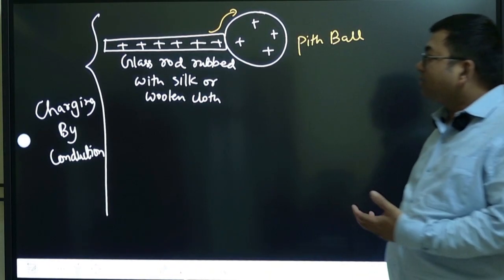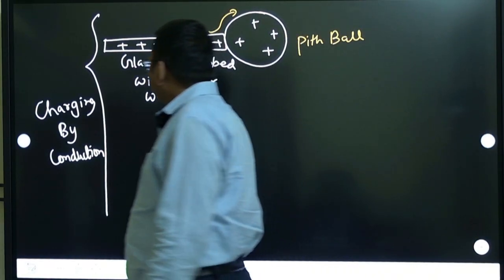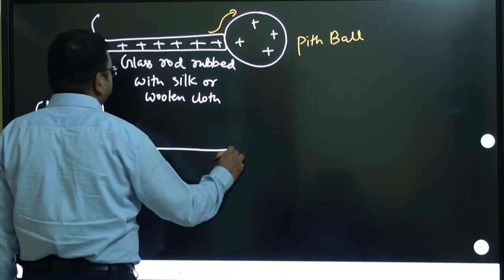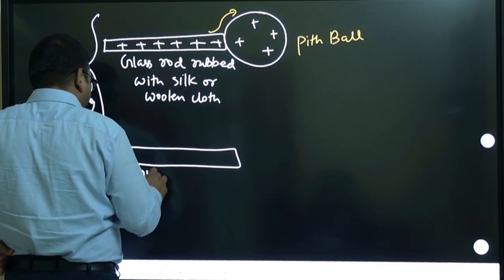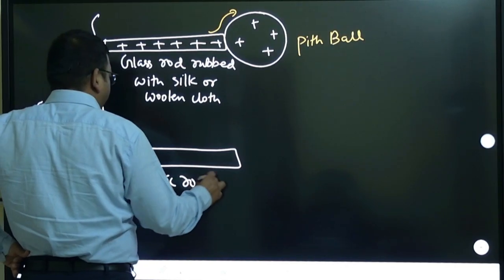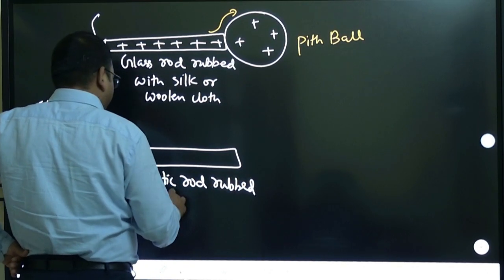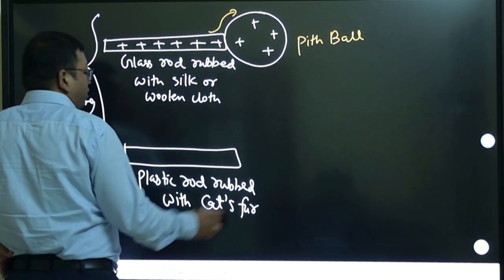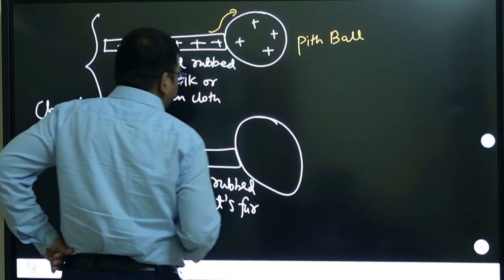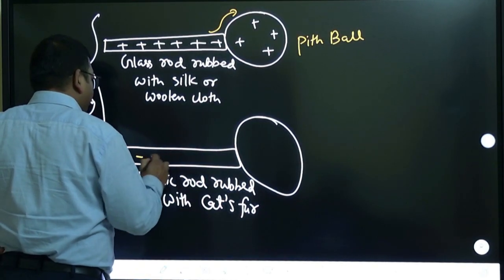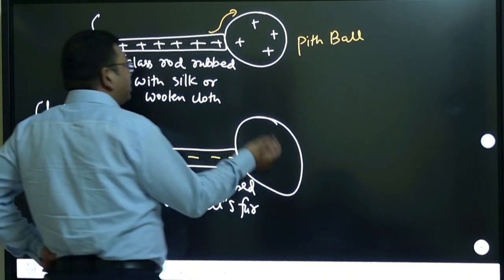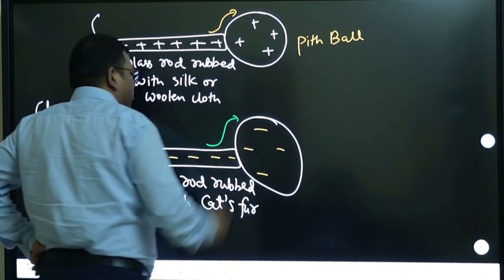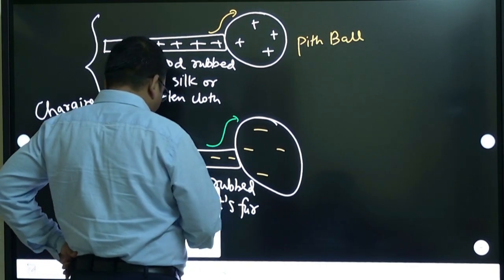So they did so many things like that, and they tried to create different charges on the pith ball. Another example you can take is this plastic rod rubbed with cat's fur, and here another pith ball is brought. So we know that this develops negative charges, so it will transfer negative charges here. The negative charges get transferred from this rod to this other pith ball.